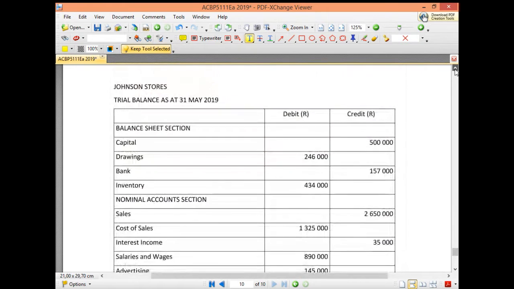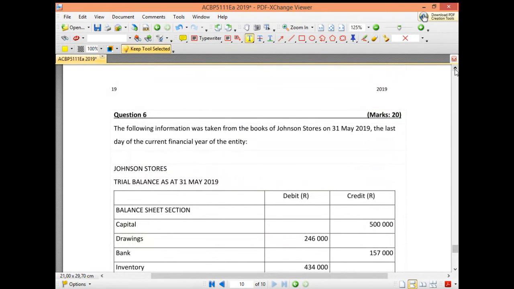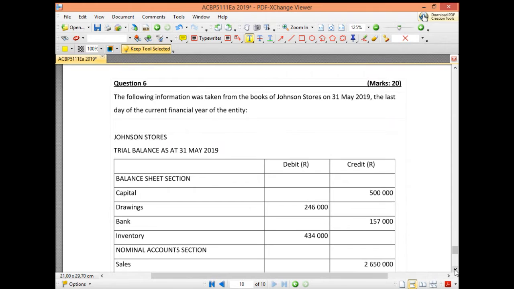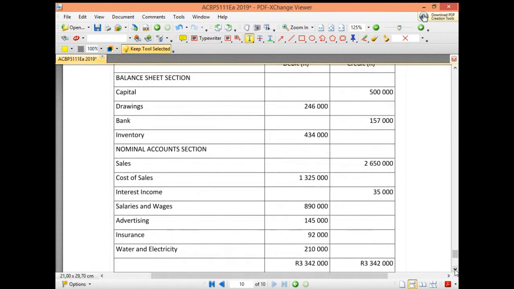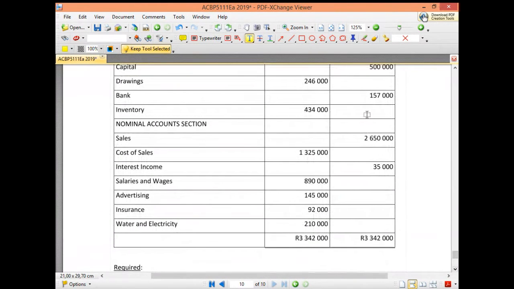So if we go to the top of question 6, they tell you the following information was taken from the books of Johnson Stores at 31st of May, the last day of the current financial period. Now, they've given you a trial balance. The reason they give you this is to see if you know what are income and expense accounts, assets, liabilities, and owner's equity type of accounts. Now, when we do the trading account, if we want to do the gross profit, we would have to use the sales, cost of sales, and sales returns.